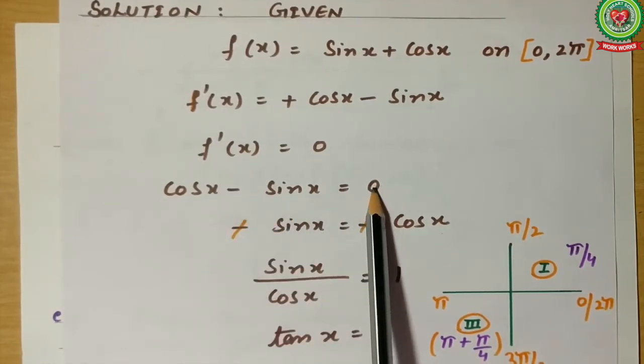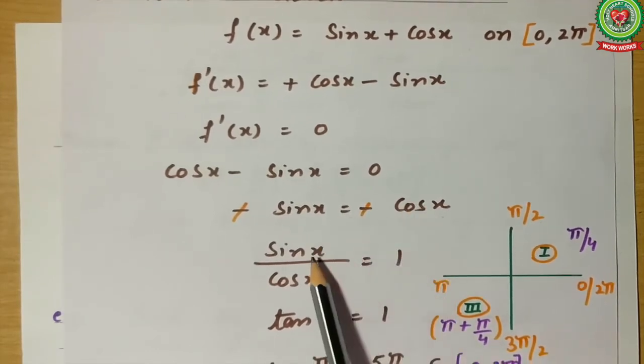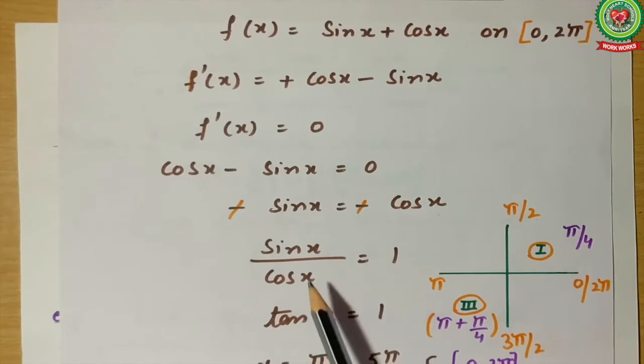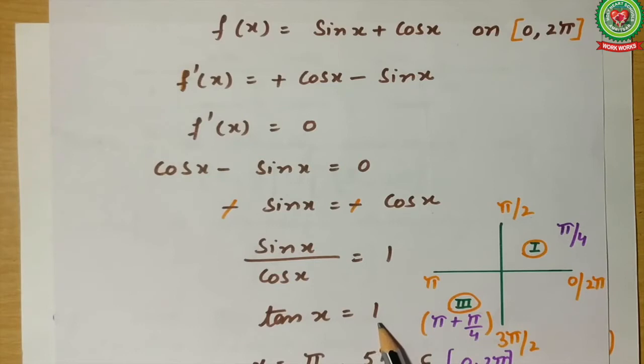Shift that value to the other side. The minus and minus signs both cancel. Sin x upon cos x is equal to 1 there. Clear? Now sin x upon cos x is equal to tan x. So tan x is equal to 1.